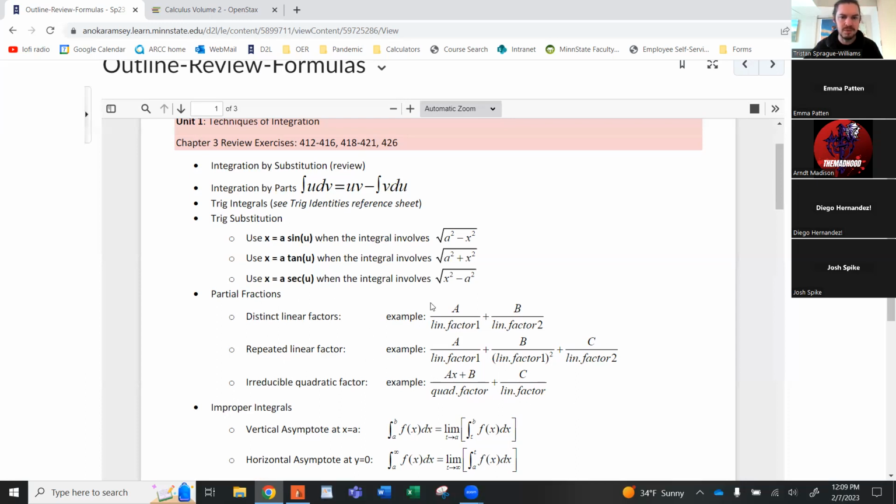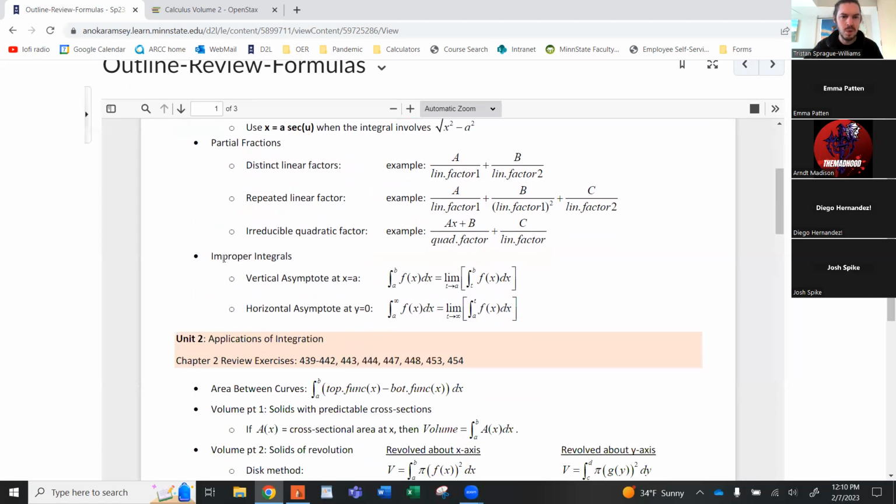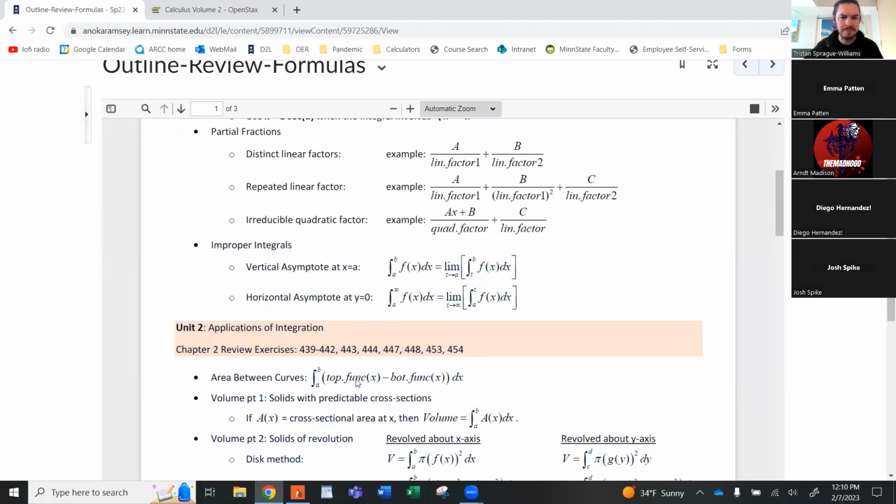How do you set up partial fractions? Well, it depends on the context, right? If you have an irreducible quadratic factor, if you have linear factors, if you have a repeated linear factor, that sort of thing. We haven't gotten to improper integrals yet, so don't worry about that.